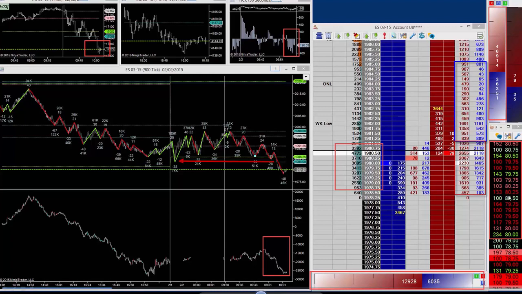Okay, so we have a mix of some large sellers, and we have a few large buyers in the mix as well. So don't think that the only people getting trapped are retail traders. There's plenty of large traders throwing size at the market. They're going to get trapped.